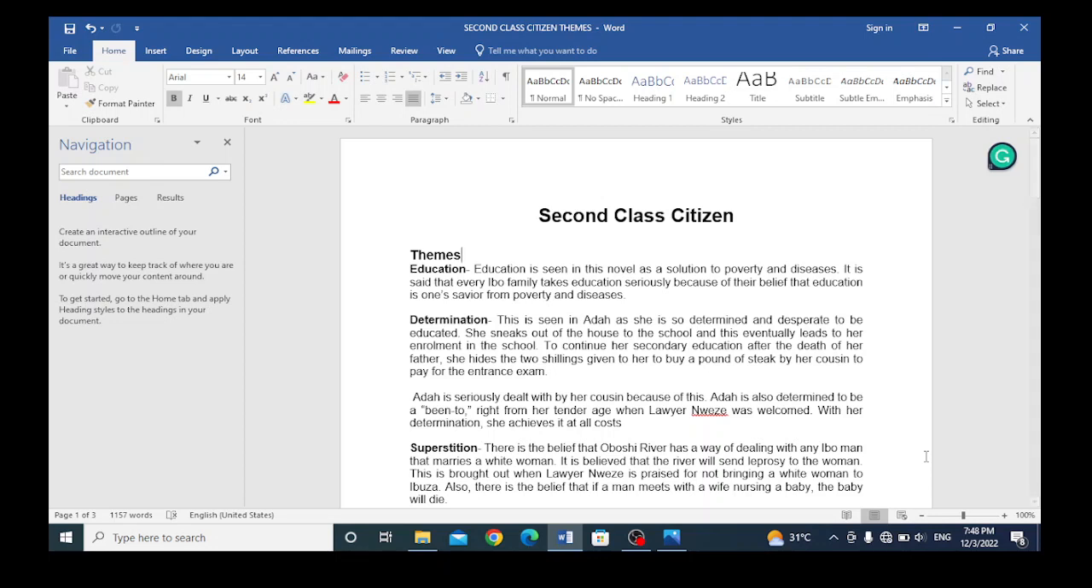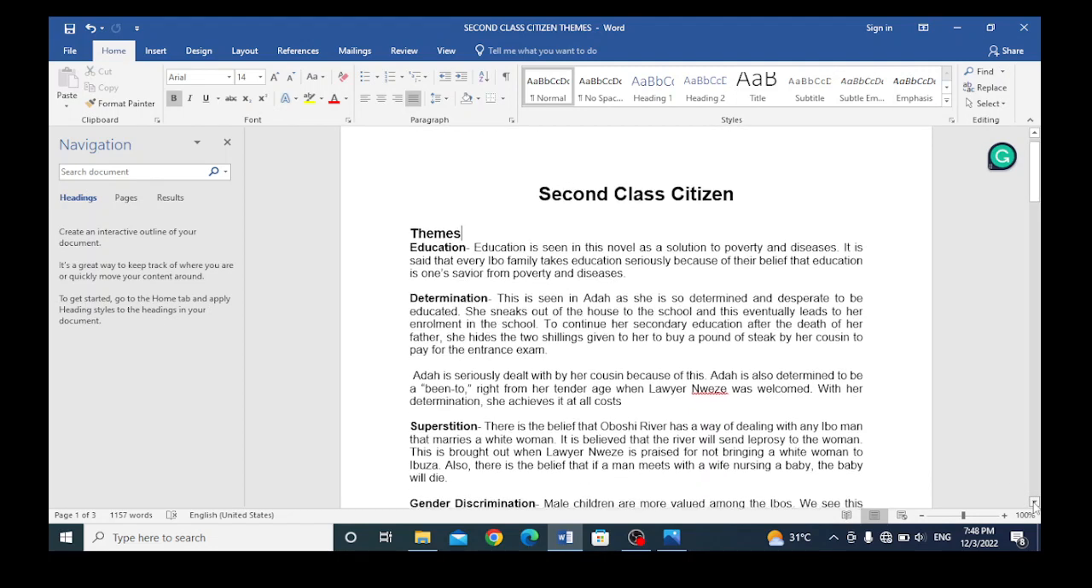Ada is seriously dealt with by her cousin. Because of this, Ada is also determined to be a binto right from her tender age when Lawyer Nweze was welcomed. With her determination, she achieves it at all costs. That is, she was determined to travel to the UK, which she achieved as a result of her determination.